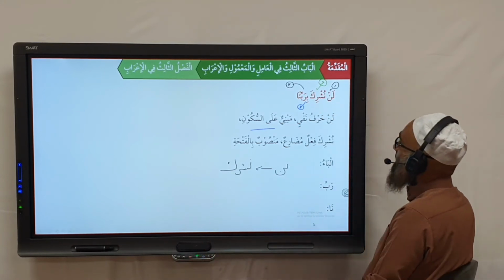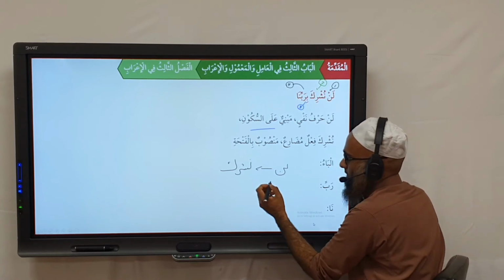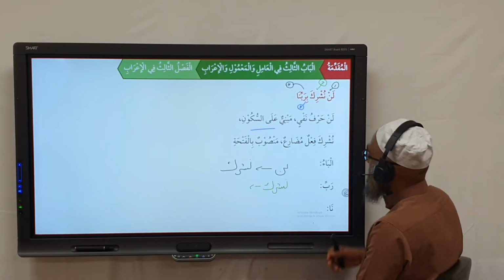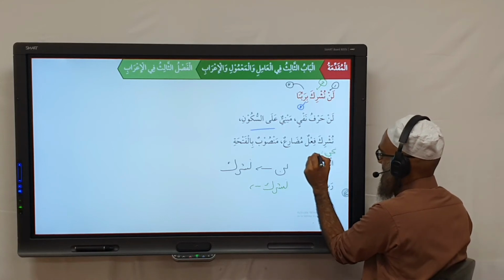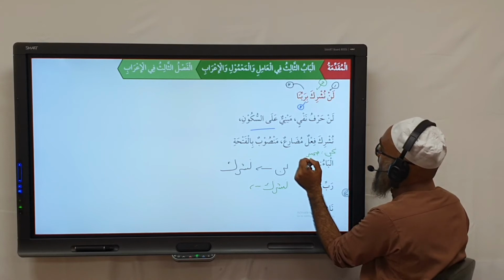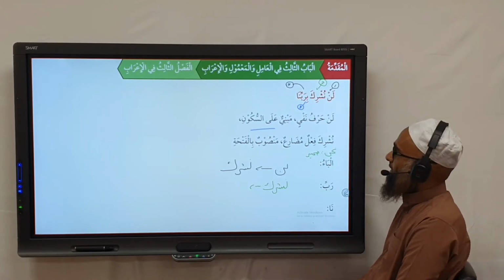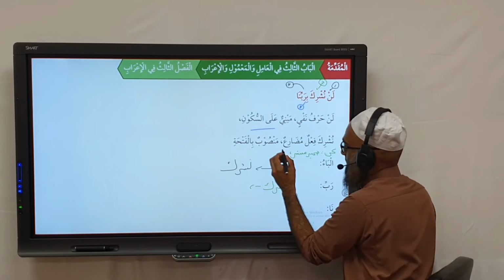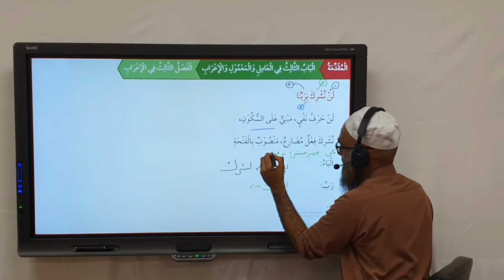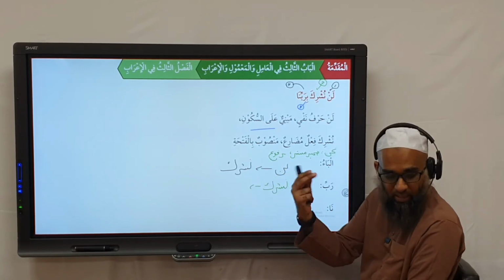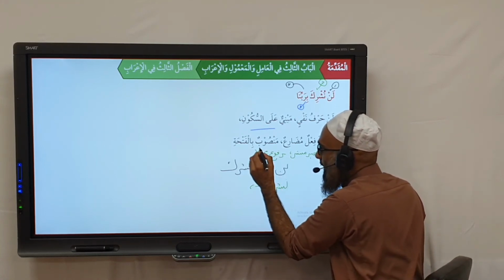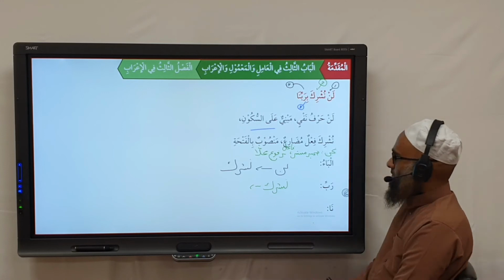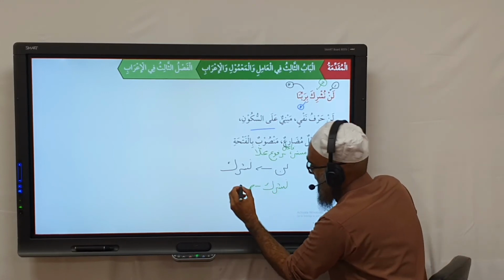Then nushrika is a verb. What does it do amal upon? Nushrika is an amil. Number two, it does amal upon the dhamir. We never did the i'rab of the dhamir. What is it? Nahnu. No, that's part of the verb: nushrika, ashraka, yushriku, ishraq. That's part of the verb. So it's dhamirun mustatirun. What do you say here? You can say fi mahalli raf', or you can simply say marfu'un mahallan. Dhamir mustatirun fa'il, marfu'un mahallan. And so nushrika does amal upon the nahnu, makes it marfu'.